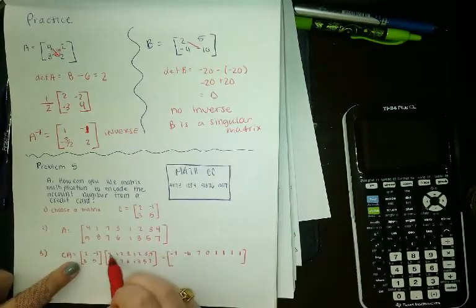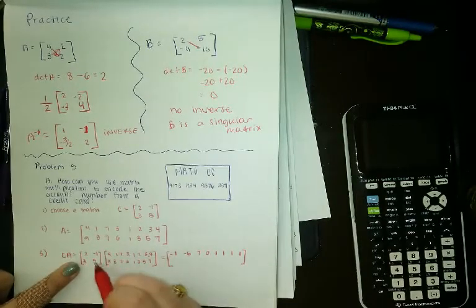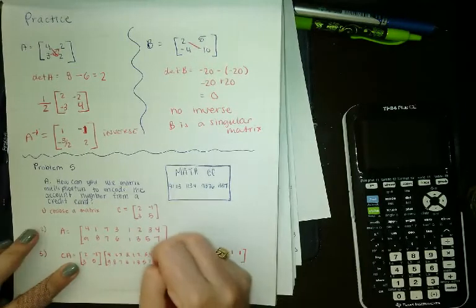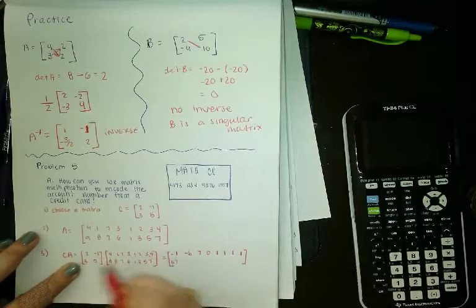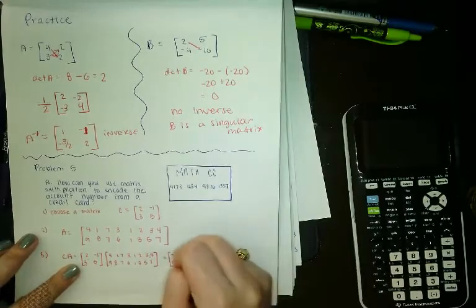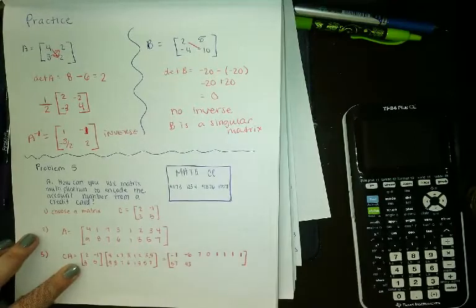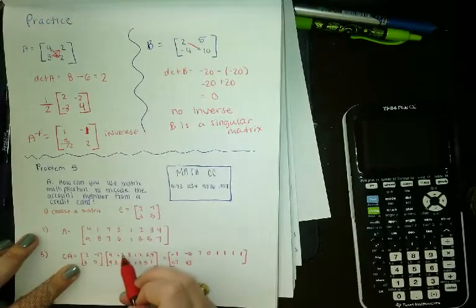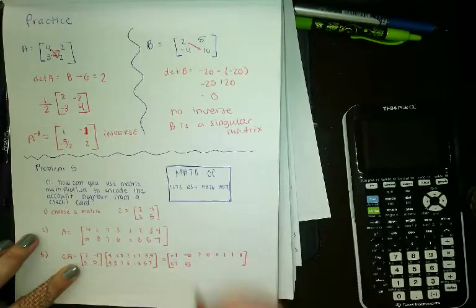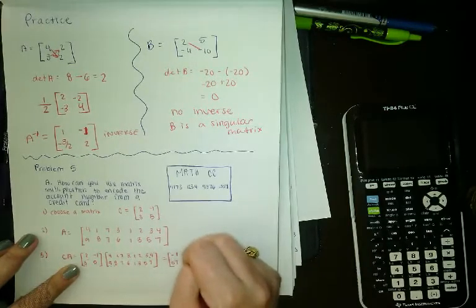So 3 times 4 is 12, plus 5 times 9 is 45. So 12 plus 45 is 57. 3 times 1 is 3. 5 times 8 is 40. So 3 plus 40 is 43. 3 times 7 is 21, plus 5 times 7 is 35. So we're going to get 56.